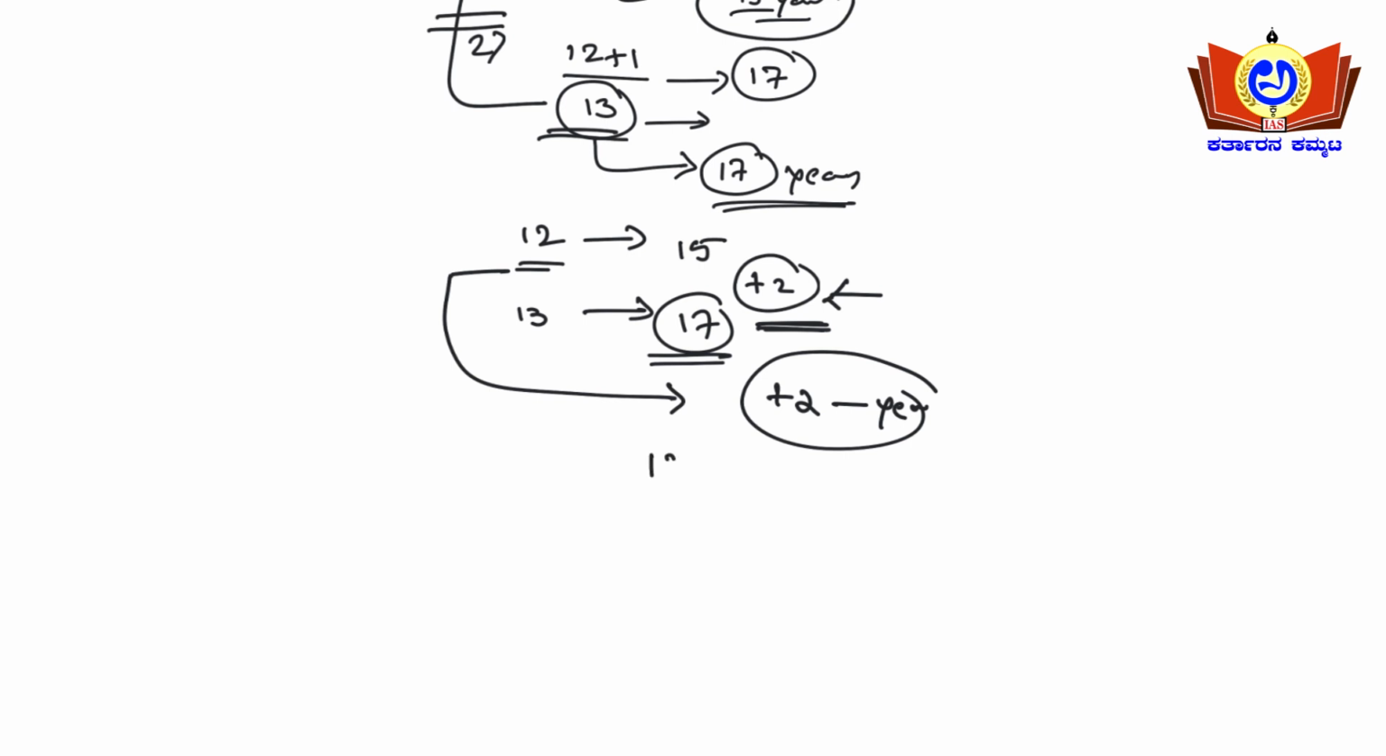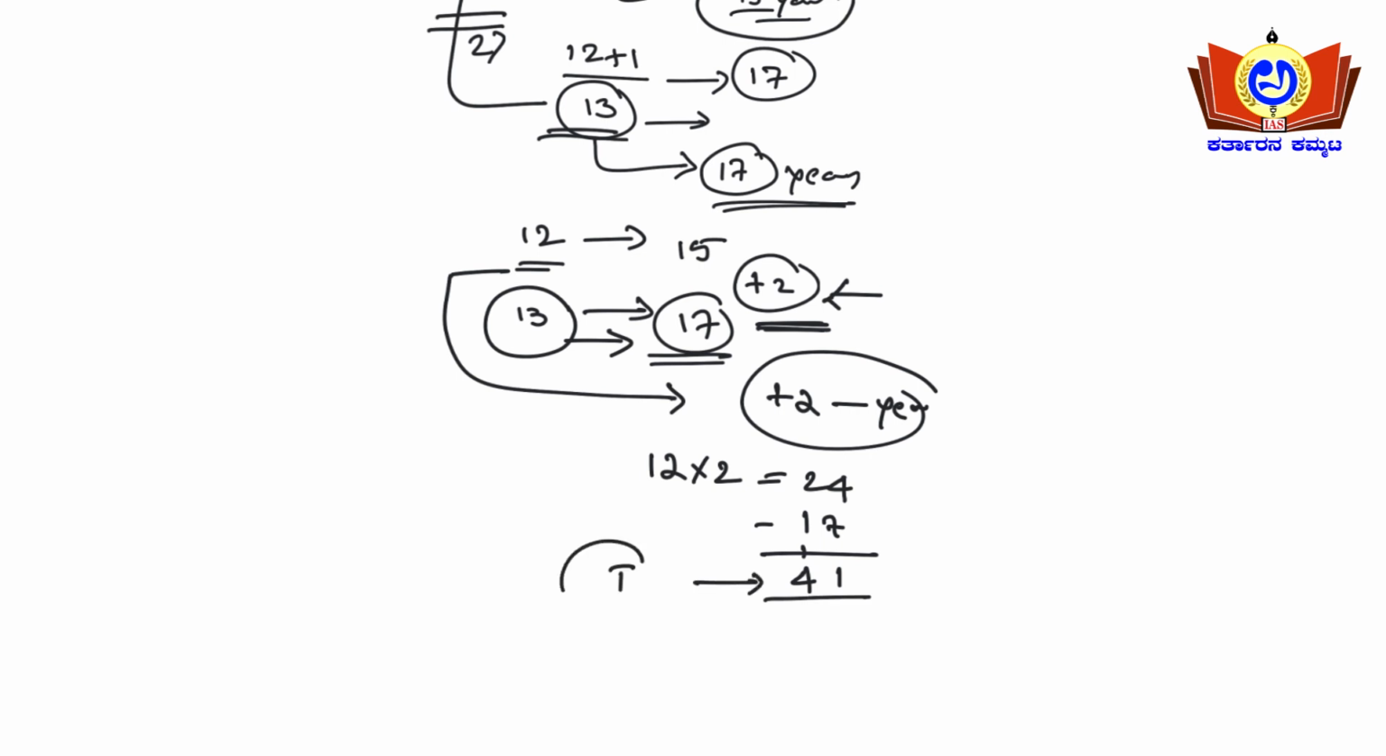Okay, so 12 into 2, that will be 24, plus when the teacher joined, the new average for each person was 17, so the teacher's age was 17. Okay, 17 plus 24 will be 41, so the teacher's age will be 41 years.